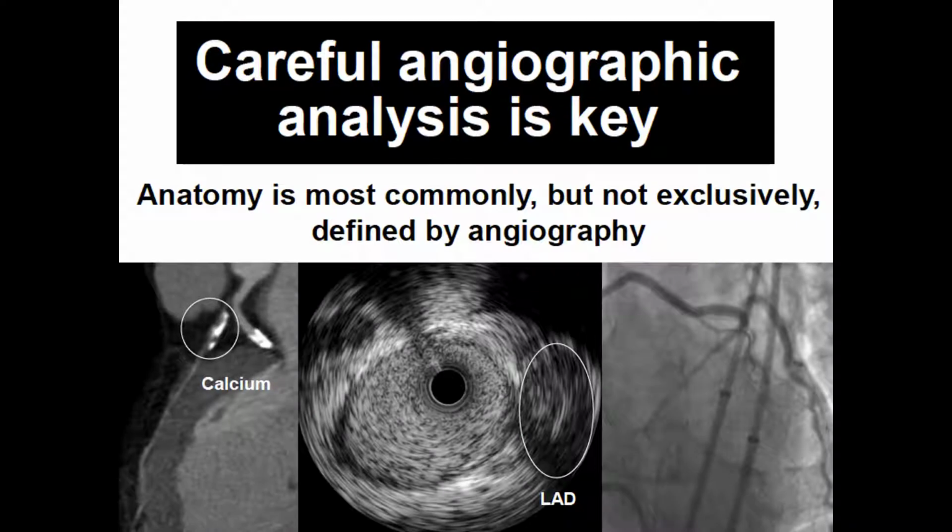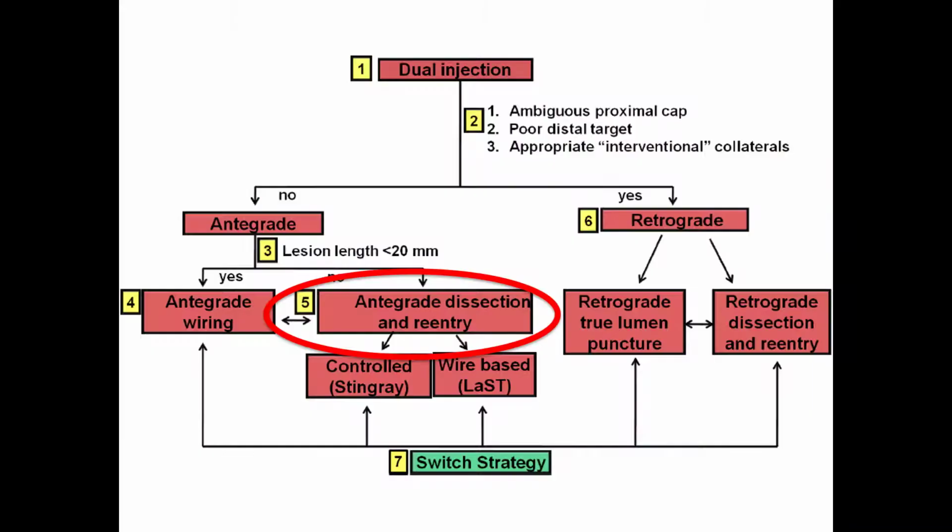This is why, again, careful angiographic analysis, sometimes using endovascular imaging or a coronary CT scan, can help you assess and determine if the antegrade wire escalation strategy will be a successful one. And again, you will see this algorithm a lot of times during my presentation and during the cases I will show you. Dual injection, look at the cap, look at the distal target, look at the interventional collaterals, and look at the strategy and the lesion length to see if you go antegrade wiring, or you go antegrade dissection reentry.